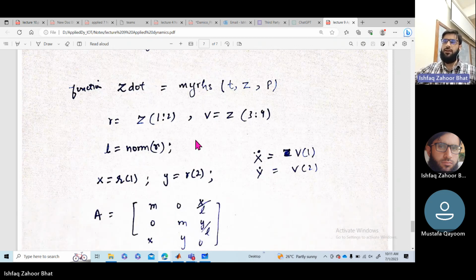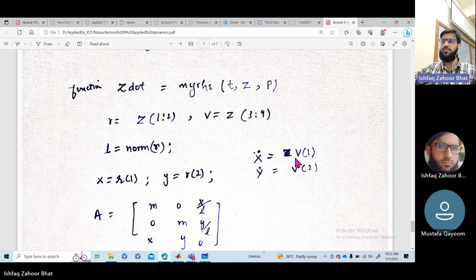And then we will define the constraint as L equal to norm R, which is nothing but the distance of the mass from the origin. We have already got the Z. We can write X as R of 1 and Y as R of 2. We could also write X equal to Z of 1, because Z of 1 is similar to R of 1, and Y equal to R of 2 is similar to Y equal to Z of 2. But X dot equal to V of 1, that is the first component of the velocity, and Y dot is nothing but the second component of velocity.